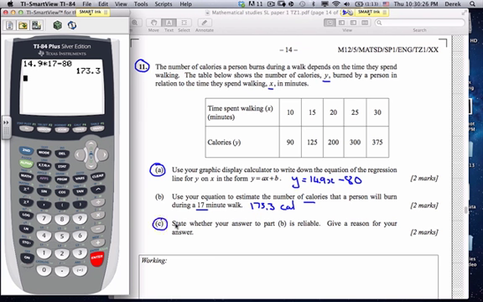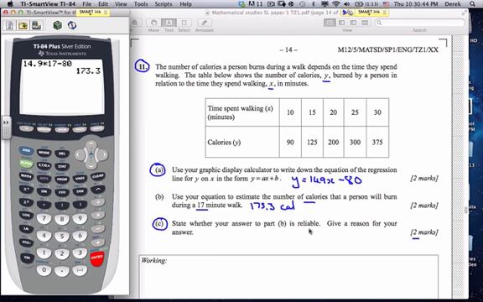And then C, state whether the answer to part B is reliable. Give a reason for your answer. Now, unless you give a reason, you can get some marks. If you give no reason, even if your answer is correct, you won't get any marks. You must give a reason to get the 2 marks.